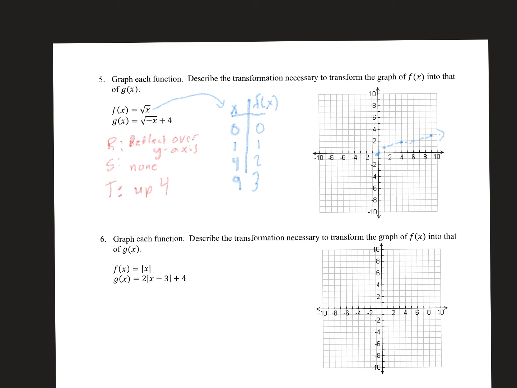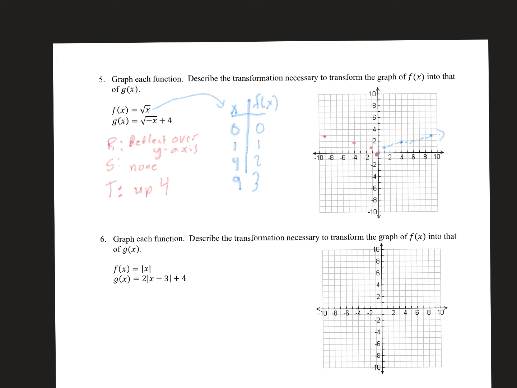So what we're going to do is we're going to reflect this blue graph over the y-axis. So if I reflect it over there, 0, 0 stays right there. And I can do this one at a time here. So then, and I'll do it twice here. So I'll do 1, 1. I'm going to reflect it over the y-axis. I'm going to reflect 4, 2 over the y-axis. I'm going to reflect 9, 3 over the y-axis.